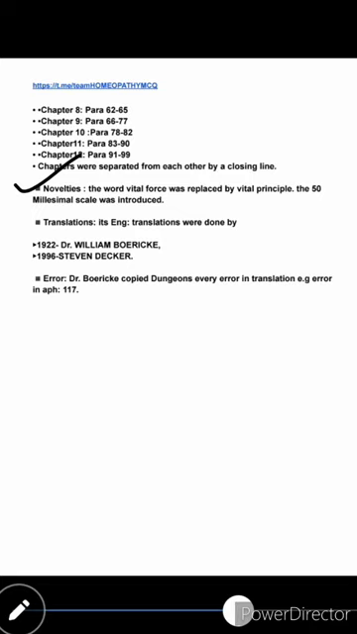The edition was translated by Dr. William Boericke and by Richard Haehl. An essay by Hahnemann titled Review of Therapeutics, Allopathy and Palliative, that have hitherto been in the old school of medicine, is in the fourth edition.